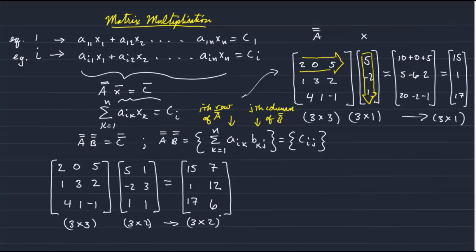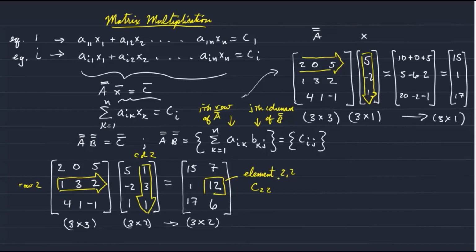And let me just make this perfectly clear. For example, if we have row 2, again, we multiplied row 2 across. We took row 2 across and multiplied it down column 2 to get the element 2, 2, or C2,2, just to make that clear.